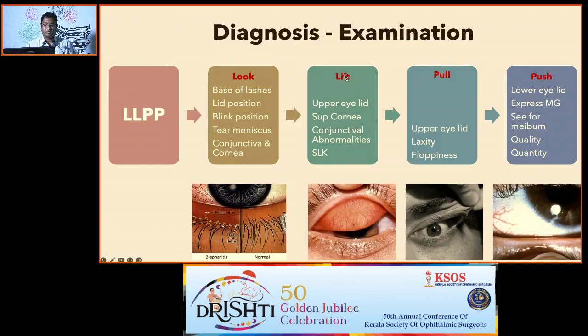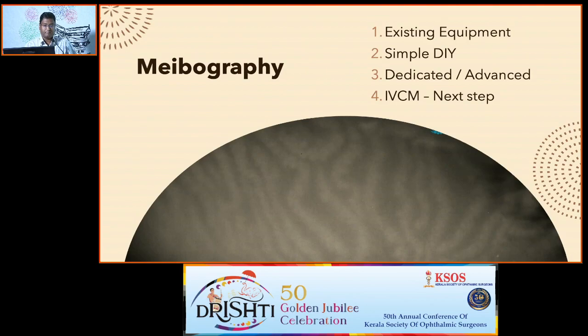meibography. So one more important thing, if you don't have access to meibography also, this is the ASCRS thing that is recommended, LLPP. Always look for the lash, lid position, blink position and tear meniscus. Lift the upper lid and look for the superior conjunctiva for SLK, upper lid laxity and floppiness, and push the lower lid and express the MG to see the meibum quality and quantity. So LLPP should be done routinely for all your cataract and any other refractive procedures as a primary procedure.